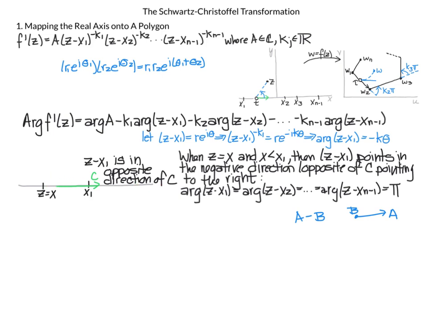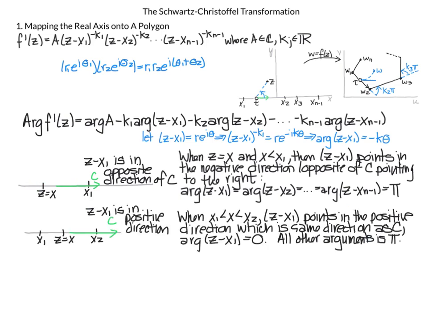And that's opposite of our orientation for c, our curve, which is going to the right. Which means all of these arguments here, the z minus x1, z minus x2, all the way up to z minus xn, is 180 degrees from our positive direction. So in other words, the argument is equal to pi because we're going in the negative direction. Again, it's like 180 degrees opposite of c. So our argument then for all of these is equal to pi. So we're constant over here before we hit x1.